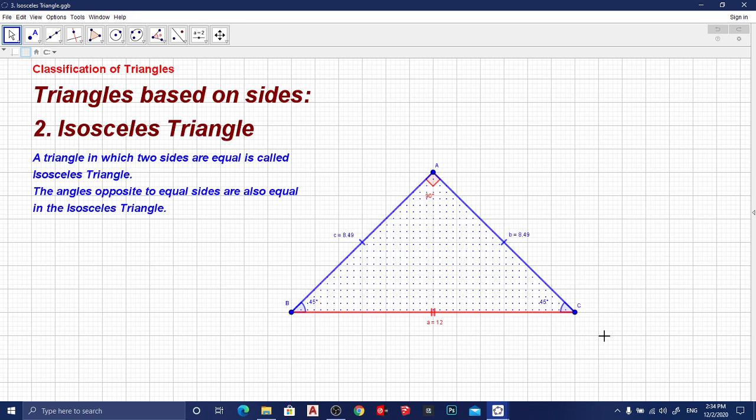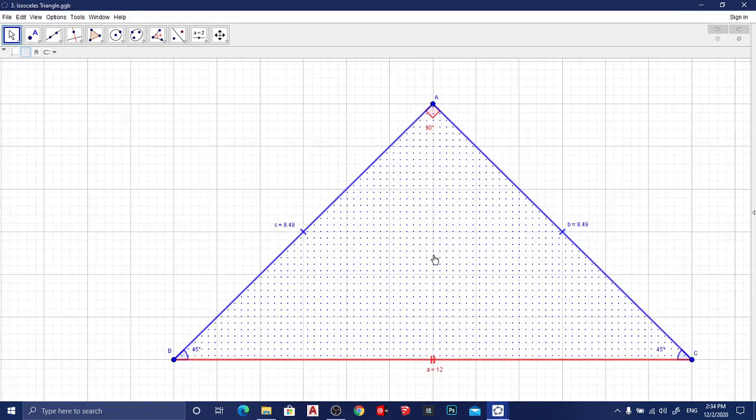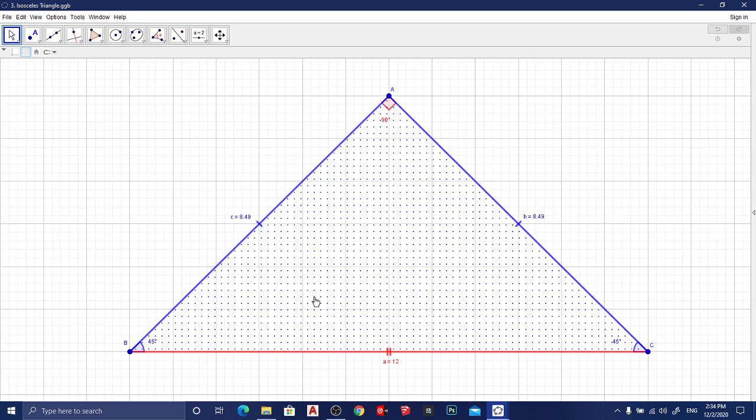Next one, this is the isosceles triangle. A triangle in which 2 sides are equal is called an isosceles triangle. 2 sides are equal, the third side is different. If we take the measurements of all 3 sides, 2 sides will be exactly equal and the third side will be different. If you observe here, this is 8.49, this is also 8.49, this is 12. This is different from these two. This type of triangle is called an isosceles triangle.